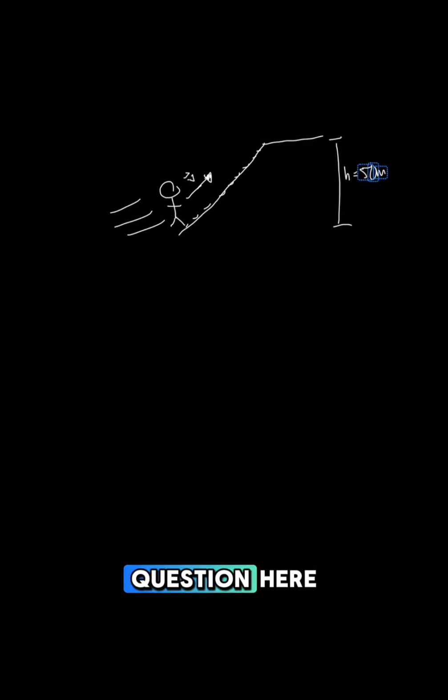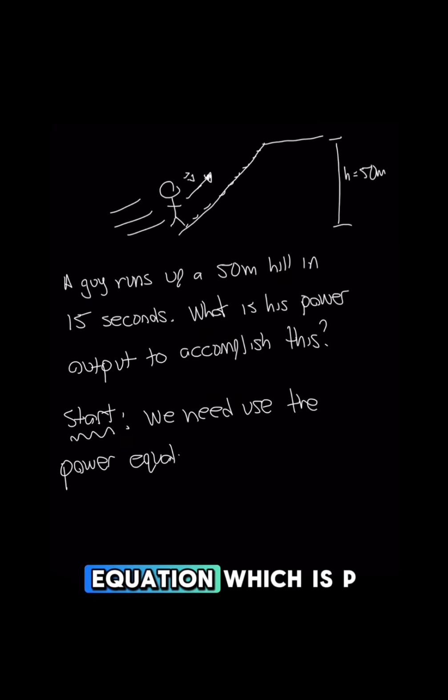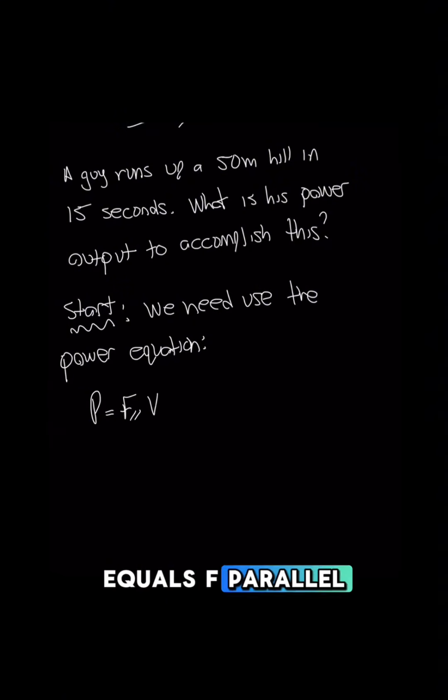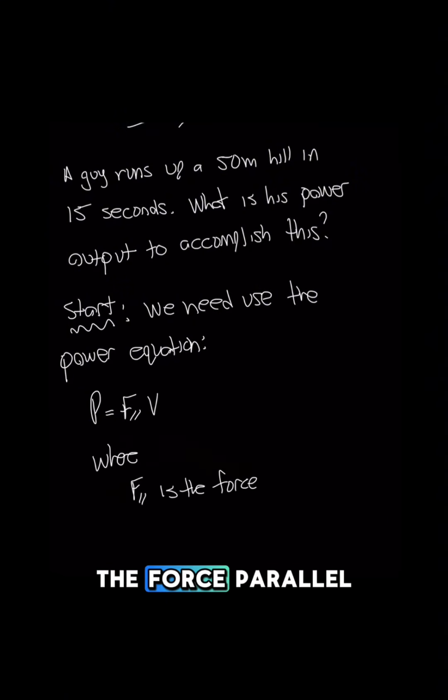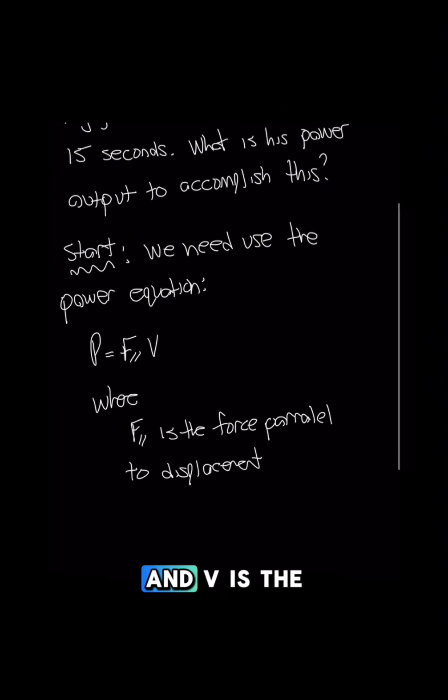Alright, so let's say given this question, you have a guy running up a hill that's 50 meters tall, and the question says a guy runs up a 50-meter hill in 15 seconds. What is his power output to accomplish this? To solve, we need to use the power equation, which is P equals F parallel times V, where F parallel is the force parallel to the displacement, and V is the velocity.